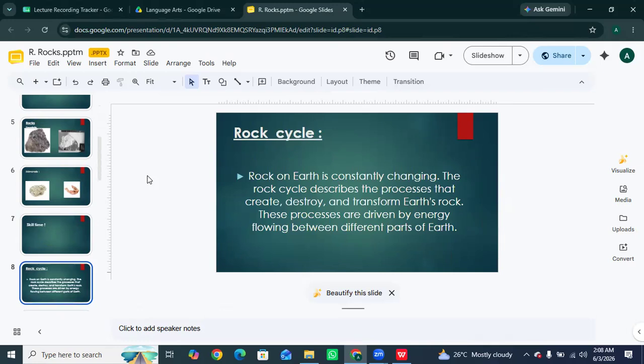Okay, rock cycle. Rocks on Earth are constantly changing. The rock cycle describes the processes that create, destroy, and transform Earth's rock. These processes are driven by energy flowing between different parts of Earth. So basically, Earth's rocks are never permanent. They constantly change. In simple summary, rocks don't stay the same forever. Earth recycling old rocks into new ones is called the rock cycle.